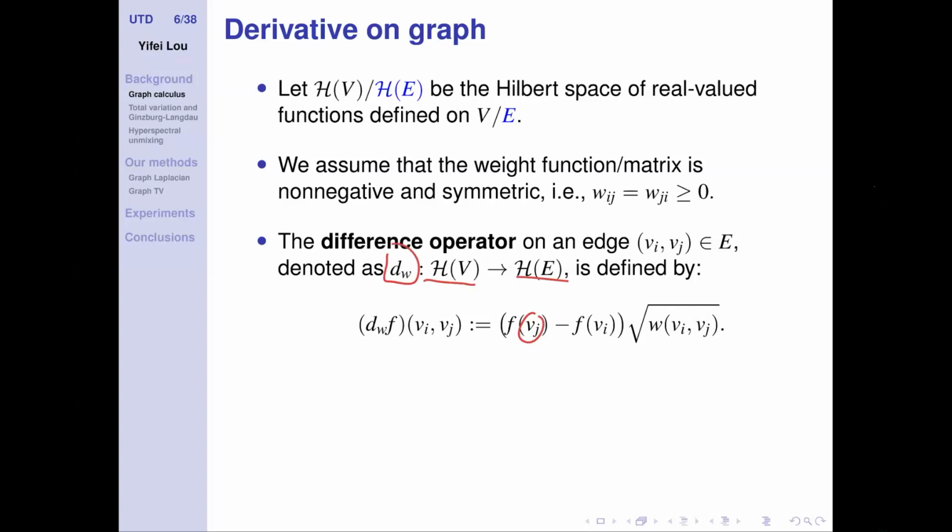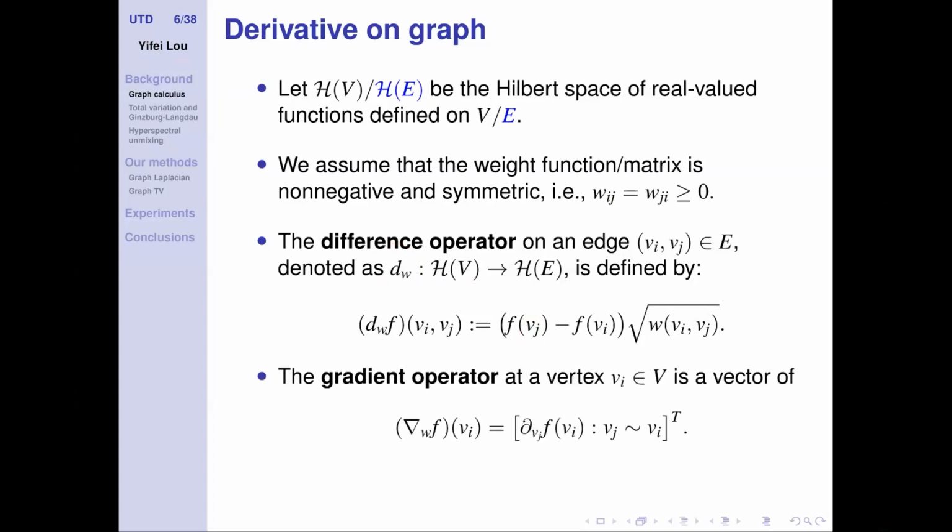And the definition is given by you take the difference between the function on two vertices and multiply by the square root of w. So that's why we need to make this w non-negative, and also we need to make it symmetric, so that later on when we look at the adjoint operator, we can interchange vi, vj. Okay, so this is the difference operator, and then here is the gradient.